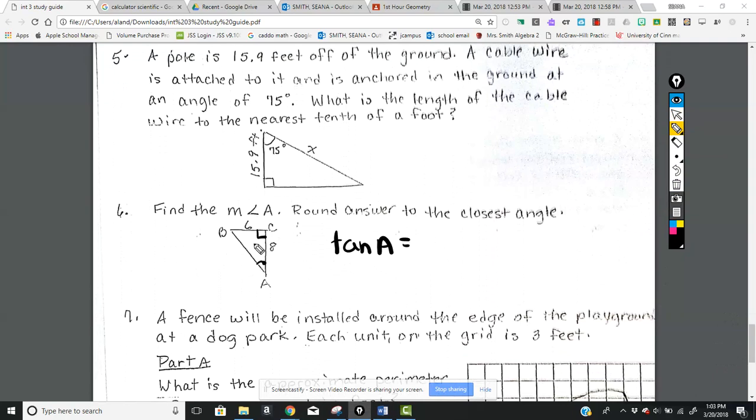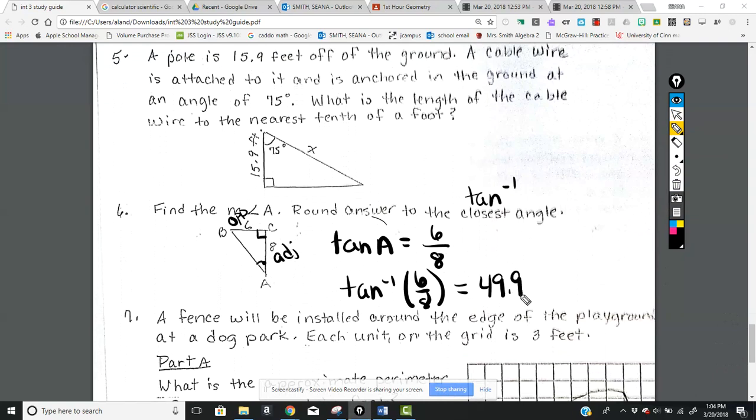So since 6 is across from A, this is going to be the opposite. Since 8 runs into A, this is going to be the adjacent. So opposite over adjacent would be 6 over 8. And when you don't have the angle measure, that's when you use the little tan inverse button in the calculator. So we're actually going to do tan inverse of 6 divided by 8. Crunch those numbers. You should have got 49.9.